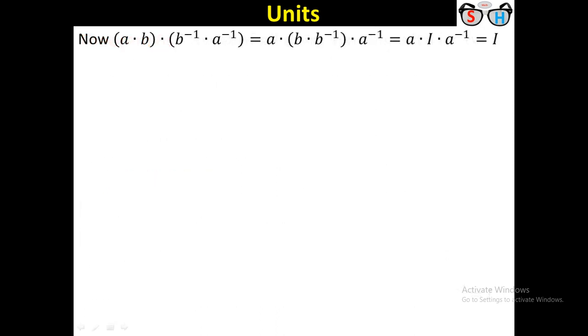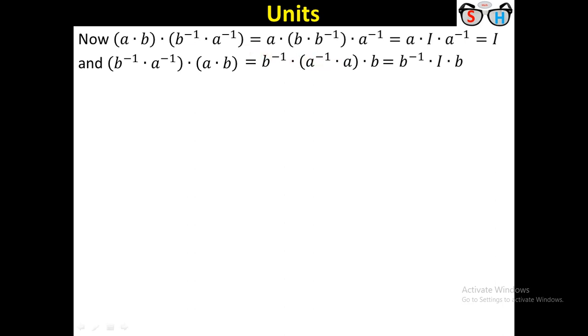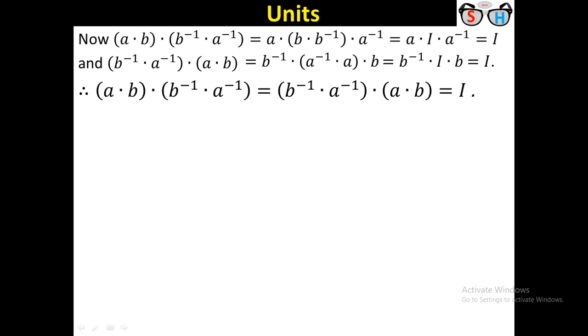Now you have to prove this is a left identity. For that purpose we take B inverse dot A inverse at first, and then multiply it with A dot B. At first we use the associative property of multiplication. This will be B inverse dot A inverse dot A dot B, and this is I. So B inverse dot I dot B means I. Thus we get A dot B dot B inverse dot A inverse equal to B inverse dot A inverse dot A dot B equal to I. So B inverse dot A inverse is the multiplicative inverse of A dot B, that is, A dot B has a multiplicative inverse, and the multiplicative inverse of A dot B is B inverse dot A inverse.